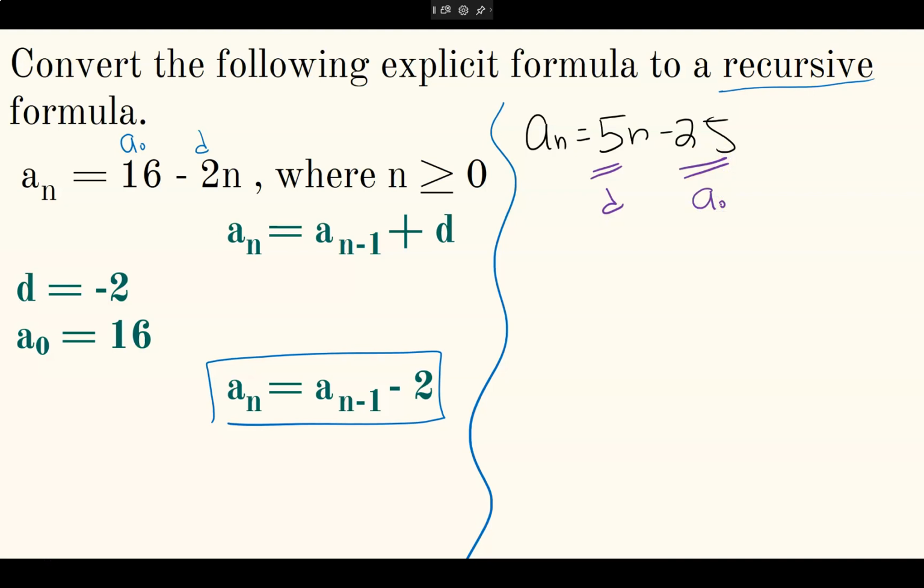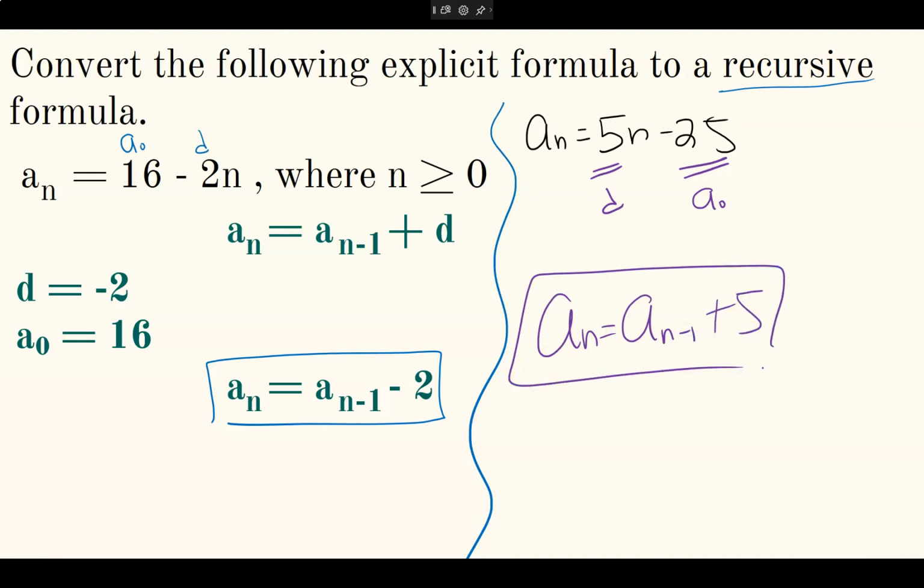Okay. Which one of those do I need for my recursive formula? Just the 5. So a sub n equals my previous term, and then plus 5. Okay. So going from explicit to recursive, all you need is the difference. You've got to make sure you know where the difference is. Remember, difference, think of slope. How you're changing, how you're moving. What you're adding on each time. All right.